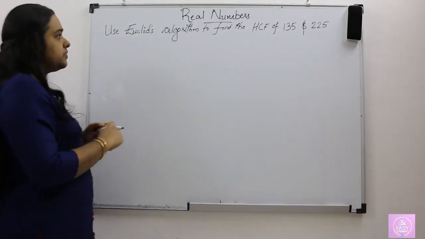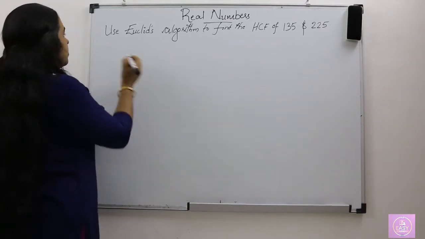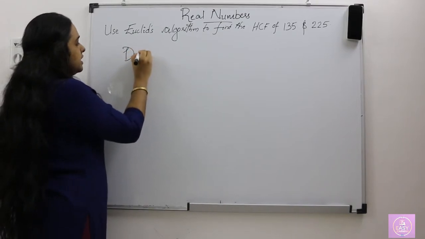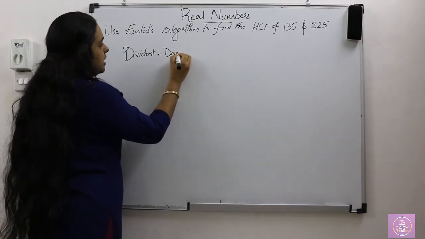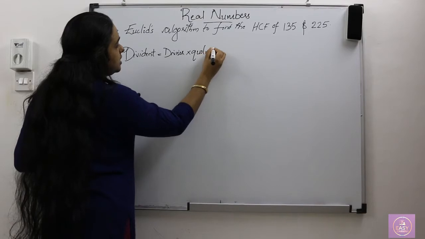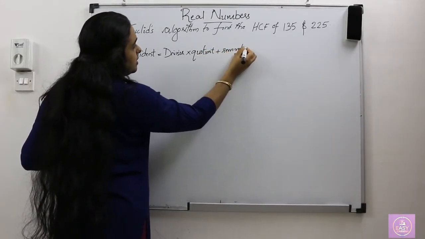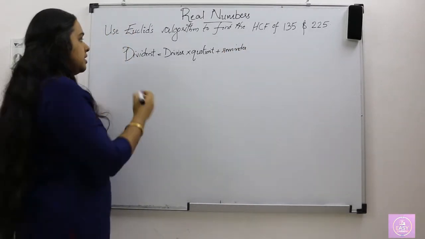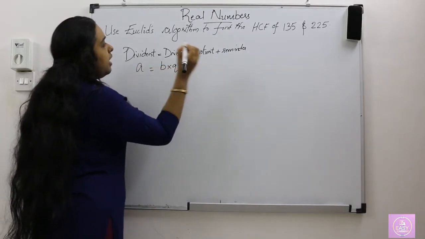Yesterday we discussed the general form. We know dividend equals divisor into quotient plus remainder. In general form, we will write it as A equals B into Q plus R.